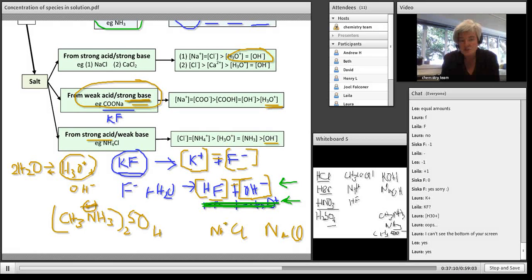So that's, for instance, an example of a weak base strong acid salt, or I could have methylammonium bromide, or I could have had methylammonium nitrate, any of those combinations. So do I need to go through this one, or do you think you can work out the strong acid weak base?